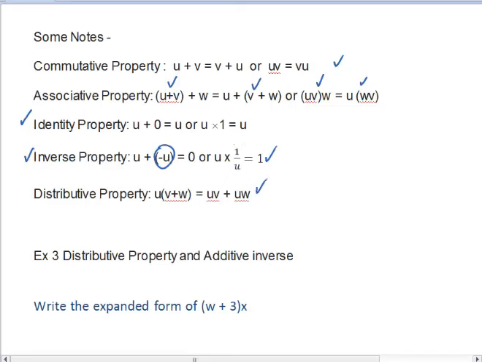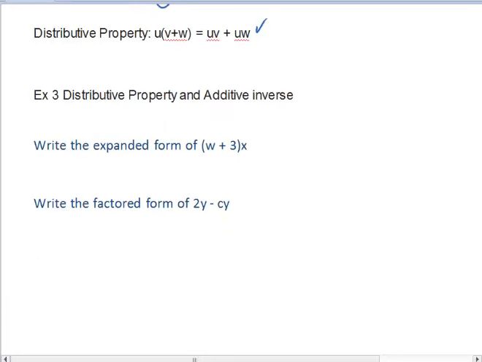And the distributive property is one of the ones that, as teachers, we really look forward to helping you out with, in terms of making sure that you use this property correctly. An example of us assessing whether you're doing the distributive property is that we want to write this expression in its expanded form. That would just require distributing the x to both terms, so the answer would be wx plus 3x. And in the one below, we want to basically do the opposite of distributing, which would be factoring out the y. So you have 2 minus c multiplied by the value y.